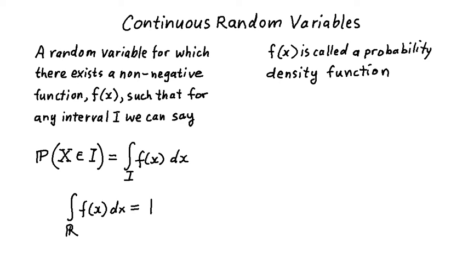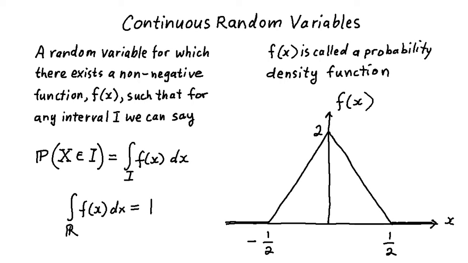Here's an example. A function whose graph resembles an isosceles triangle. Clearly, the function is non-negative. Its graph never dips below the horizontal axis. It also satisfies our second criterion, since the total area under the curve is equal to 1. To see this, just recall the formula for the area of a triangle.